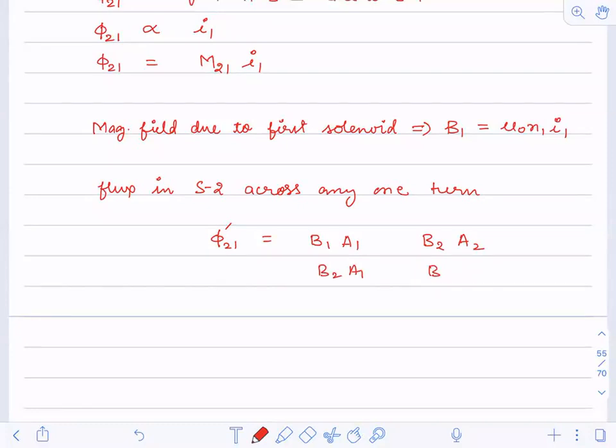B1 A1 I have already written, B2 A2, or B1 A2. What shall I write? Which case is correct? I have given you 4 options: A, B, C, D. Which one is correct?